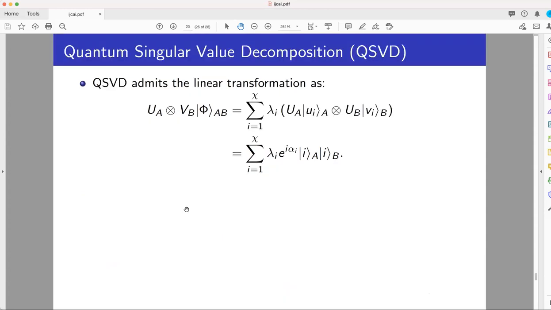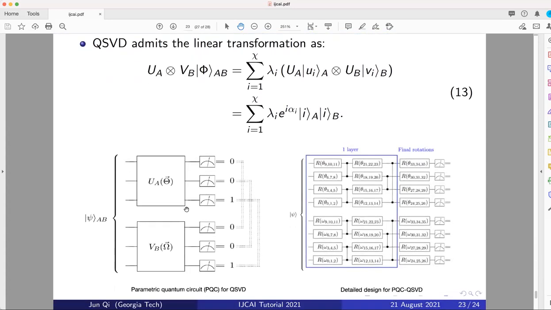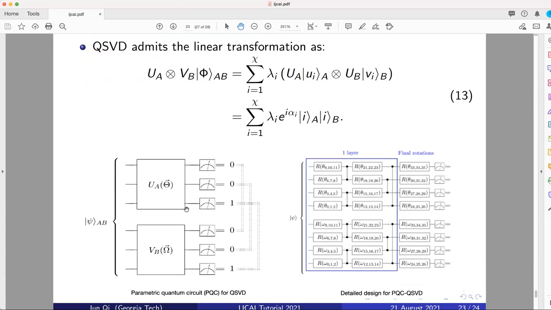After that, we can just use an orthonormal transformation on the basic quantum bases, one from Hilbert space A and another from Hilbert space B. After that, we can realize the mathematical expression of the quantum SVD. But how do we design such a quantum SVD in a quantum circuit? The basic idea is shown in the picture here. We can set up the variational quantum circuit.